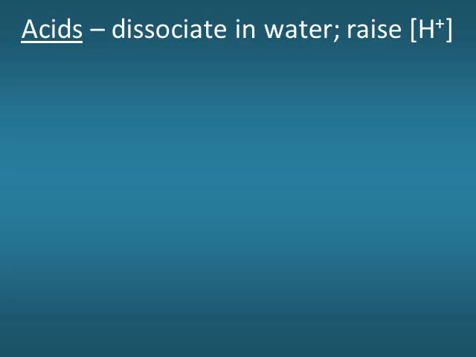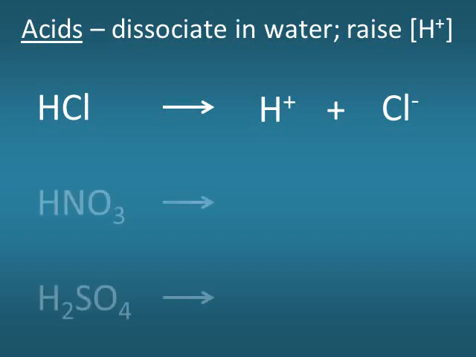Acids are substances that will dissociate in water and raise the hydrogen ion concentration. So if we take a look at hydrochloric acid in water, then we know it will dissociate into that single proton, a hydrogen ion, and chloride anion. So see if you can go ahead and write out the rest of these reactions in water, the ionization of nitric acid and sulfuric acid.